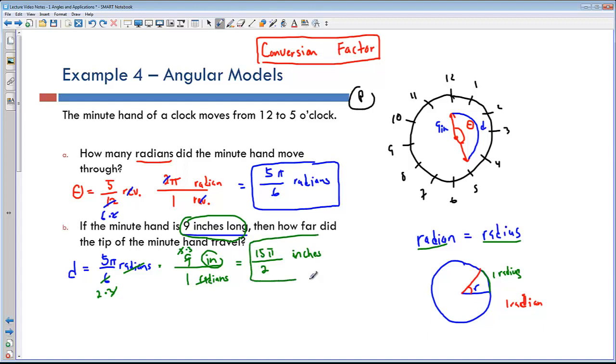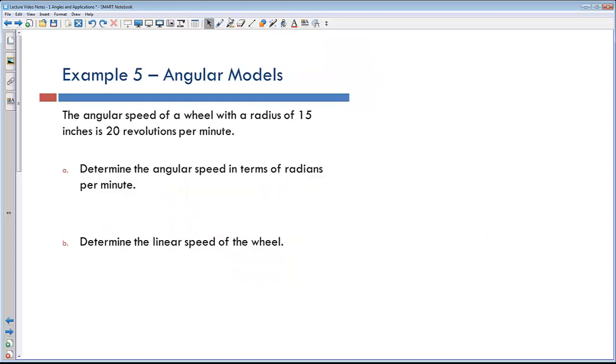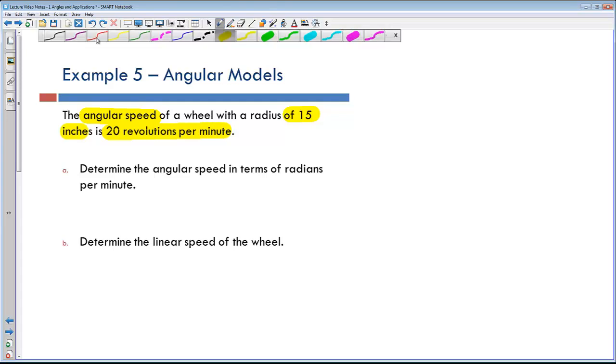So you get 15 pi over 2 inches. All right, so another example using angular models. Here it says the angular speed of a wheel with a radius of 15 inches is 20 revolutions per minute. So let's try to understand what this is saying.